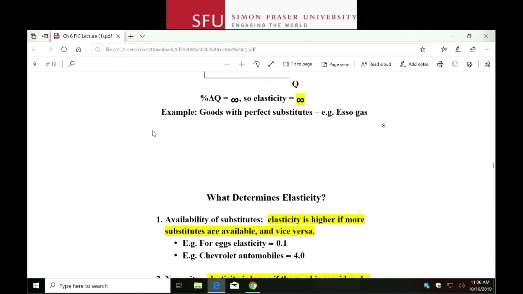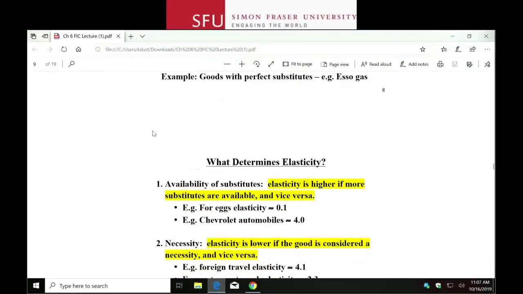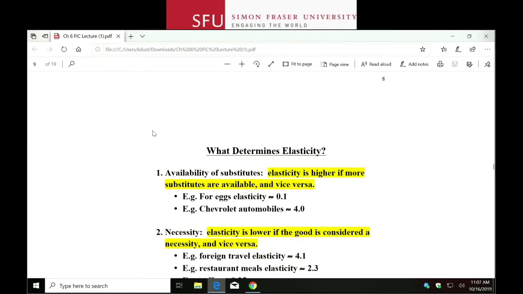Okay, so the next thing is how necessary the good is. So if it's necessary, it's inelastic demand. So elasticity is lower if the good is considered a necessity.